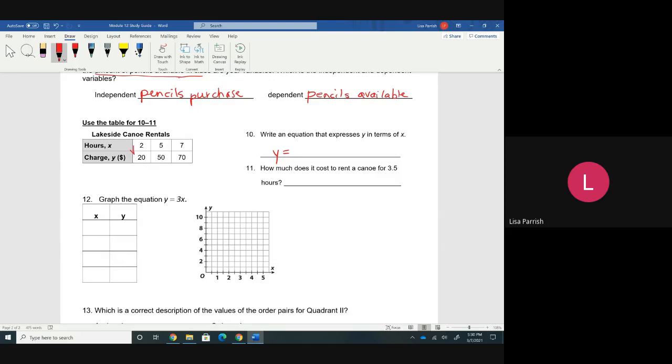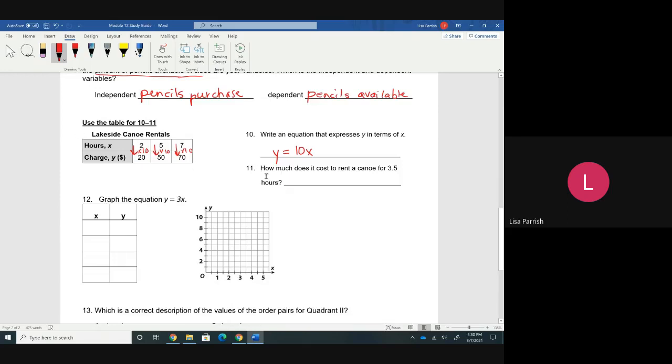We have to see how we're getting from our x to our y. Again, we're getting bigger from 2 to 20, 5 to 50, 7 to 70. When you get bigger, you're either adding or multiplying. So if you look at this, you can see that they're all in increments of 10 for the charge. So we would multiply each of these by 10 to get from the number of hours to the amount they would charge you. So our rule is times 10. So our equation would be y equals 10x, or x times 10.